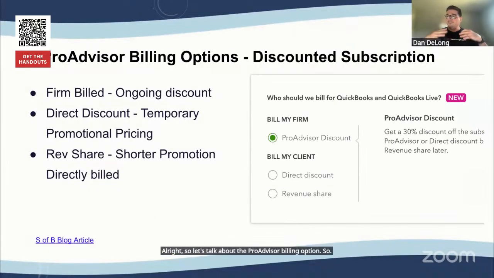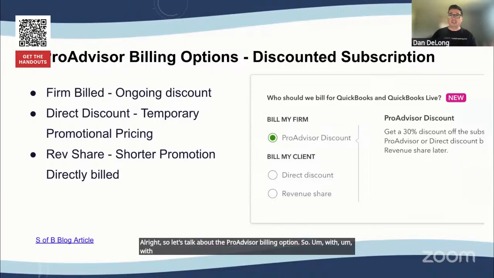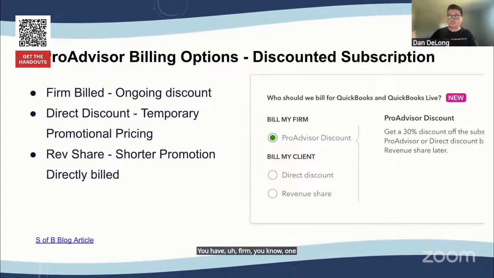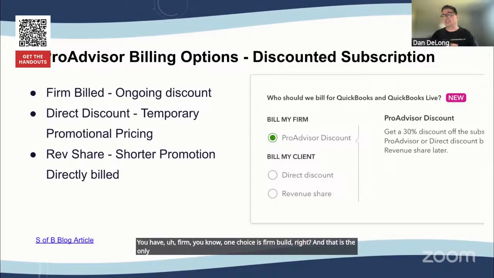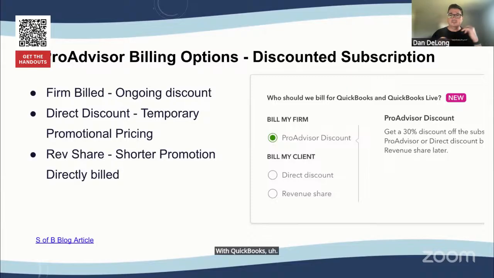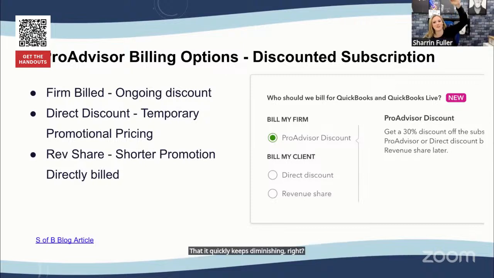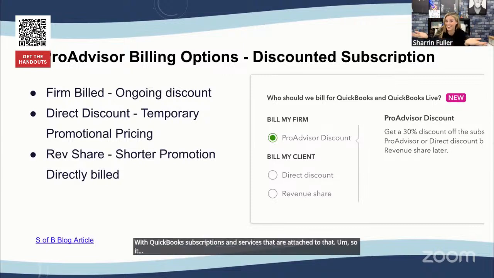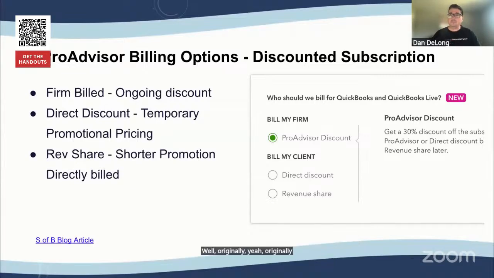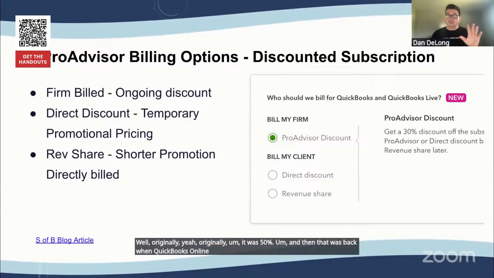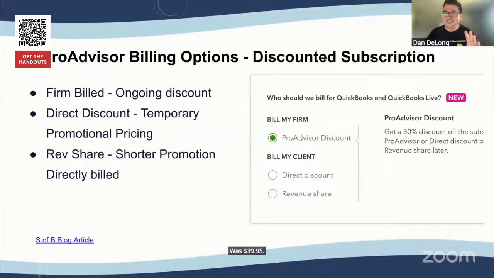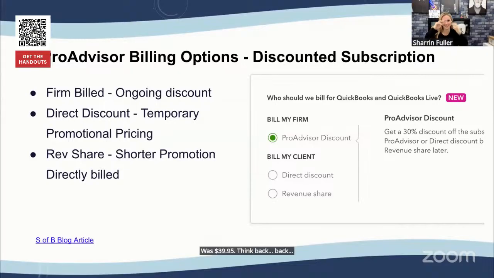When you create a QuickBooks Online subscription, you have one choice, which is firm bill, right? And that is the only way to get an ongoing discount with QuickBooks subscriptions and services that are attached to that. Then it quickly keeps diminishing, right? Wasn't it at like 75 and 50? Well, originally it was 50%. And that was back when QuickBooks Online Plus was $39.95. Think back. That was like last year, Dan.